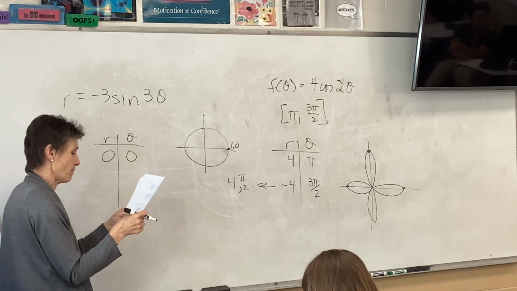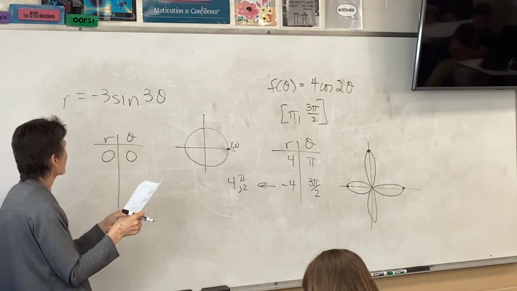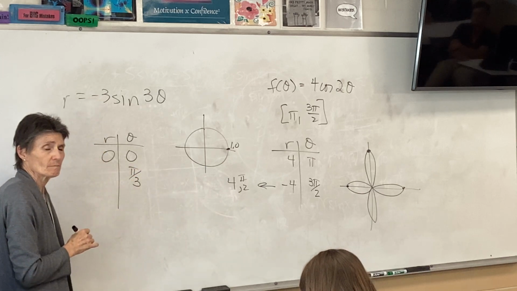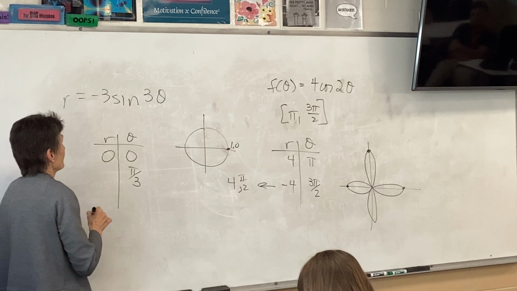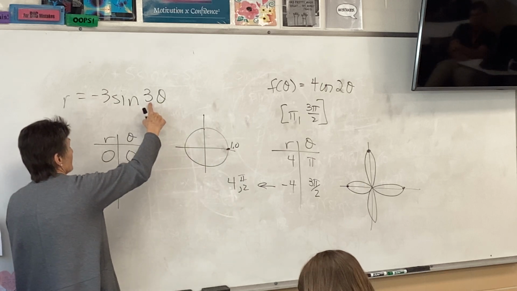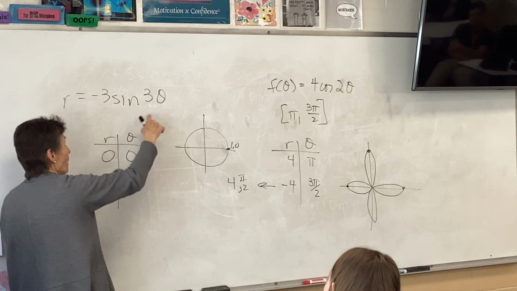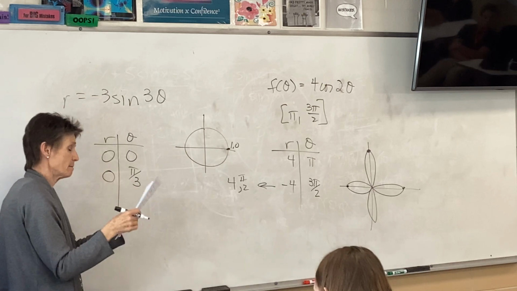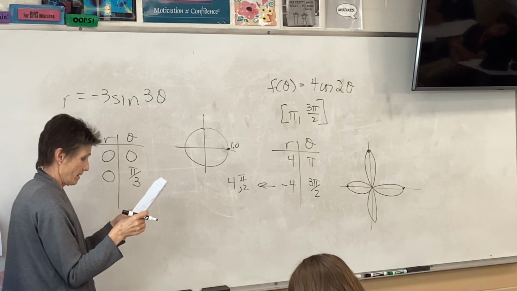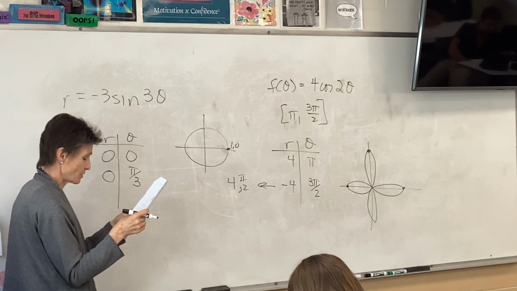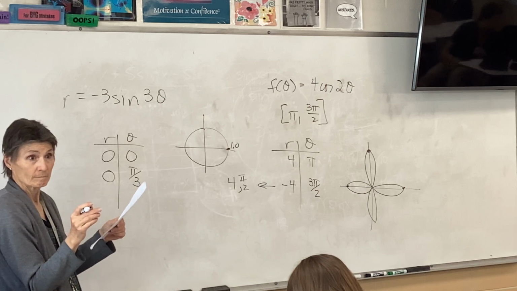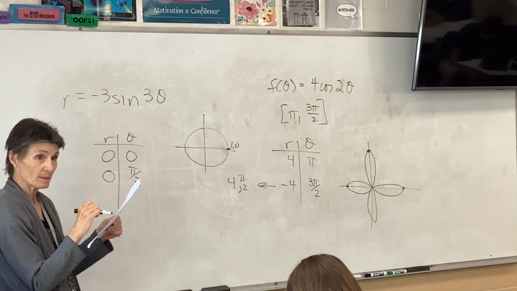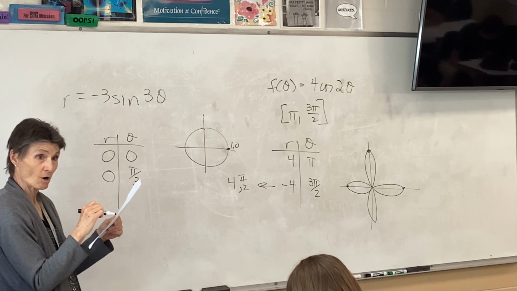All right, let's pick another number. What happens if we pick pi over 3? Okay, so pi over 3 would give sine pi, which is 0. So at pi over 3, I have to be at 0. So that's gonna rule out A. Look at picture A. You see why it rules it out? Because at pi over 3, that has an R value.